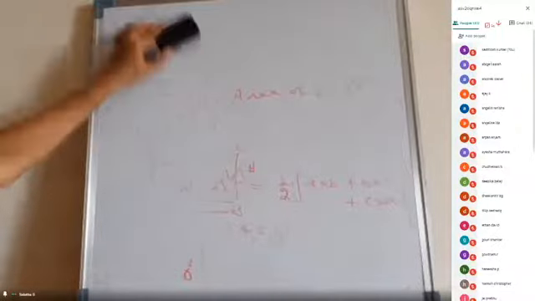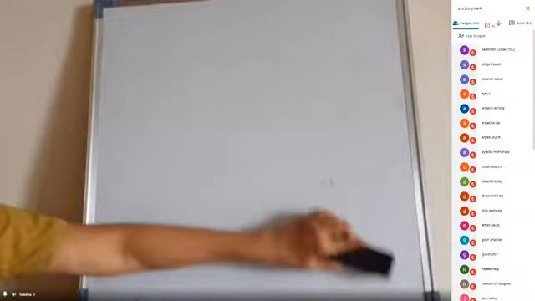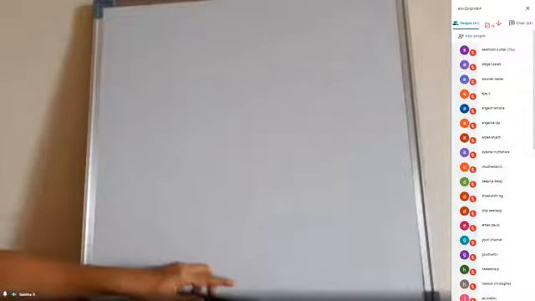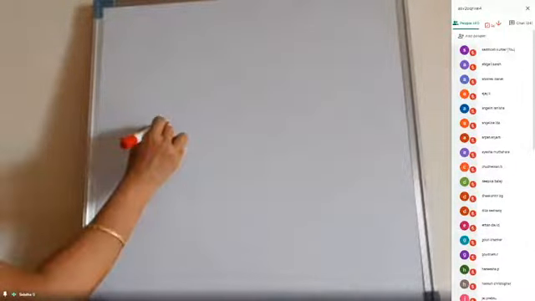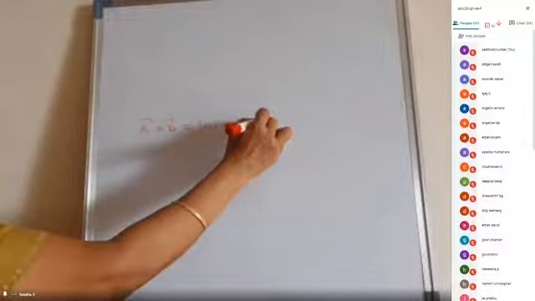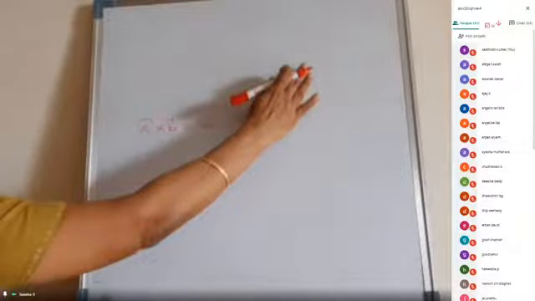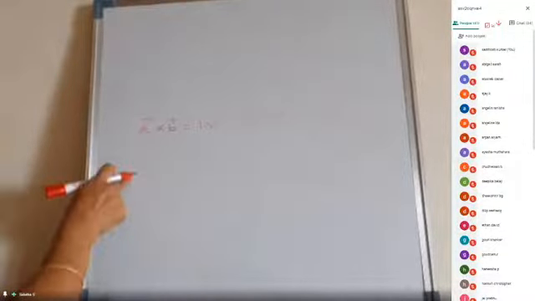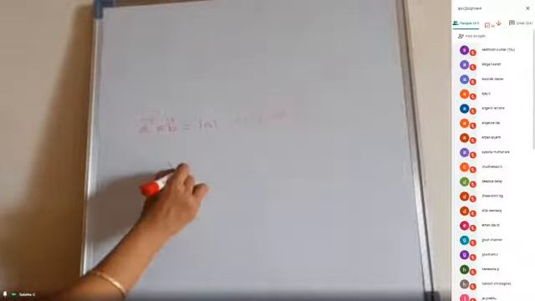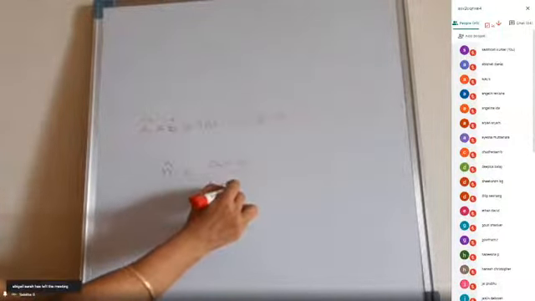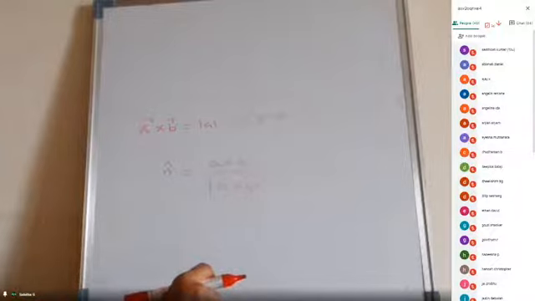So the time is up. Once again, I'm not going to do any problem. You know A cross B. What is A cross B? Very quickly: mod A mod B sin theta n cap. If I remove n cap, use theta and modulus. What is n cap? A cross B by mod A cross B. Now, what is the geometrical meaning of A cross B? Area of a parallelogram when A vector and B vector are adjacent sides. Half of A cross B is the area of a triangle.